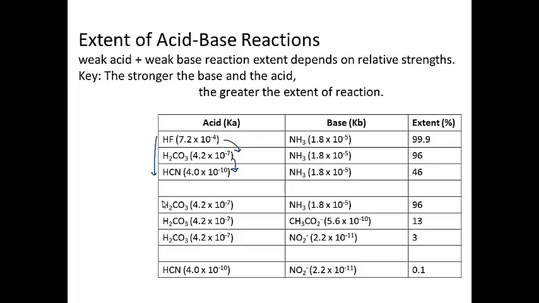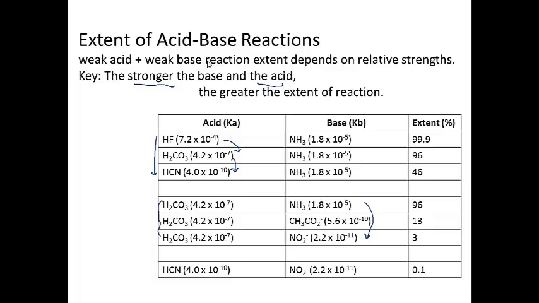So if we hold our acids constant, and we look at 3 different bases in decreasing order of base strength, so we go from ammonia to acetate ion to nitrite ion, as the base gets weaker, as you can see from the decreasing Kb values, the extent of reaction gets smaller. So what we see is the stronger the acid and the stronger the base, the greater the extent of the reaction. So the acid and the base independently lead to greater extent of reaction the stronger either of them are.